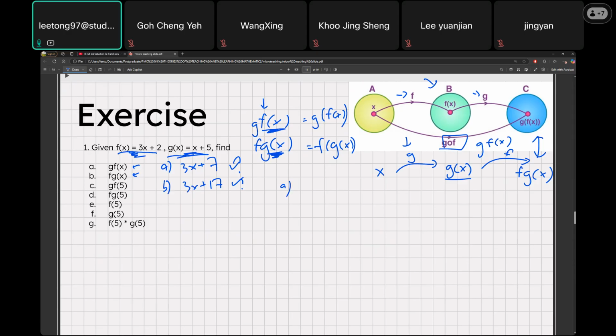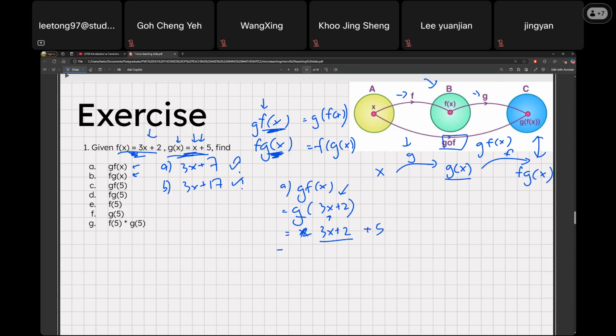So we'll look at this, gfx. We'll look at fx first, 3x plus 2. Your function f of x is 3x plus 2. So this 3x plus 2 will be your object for function g. So what is your function g? x plus 5. So this x will become 3x plus 2, and plus 5. So you get 3x plus 7.